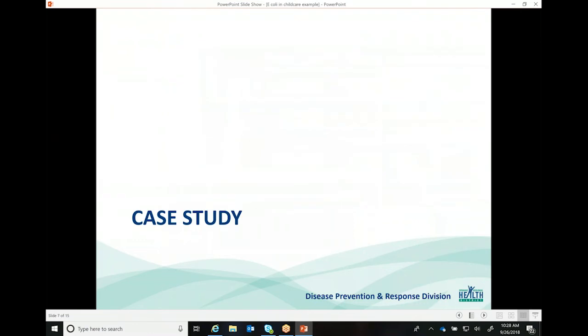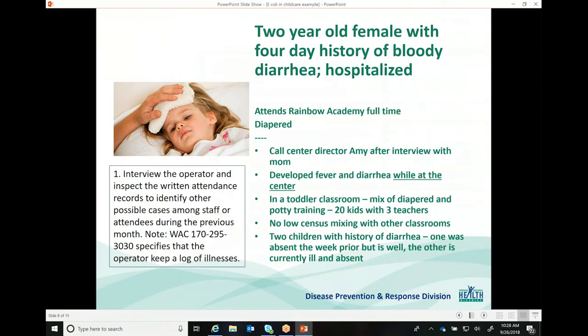So let's go on to our case study, and this is fictional. But we've got a 2-year-old female with a 4-day history of bloody diarrhea that was reported to you from the hospital. She is unfortunately hospitalized. And upon interview with the parent, you find out that she attends a center called Rainbow Academy full-time, and she is still in diapers. And on each of these slides that I'll go through, there will be a little box on the left-hand side of the slide that will show you the steps to take with this kind of setting, and these steps are taken directly from the DOH CD-EPI guidelines, so you can reference those in the future.